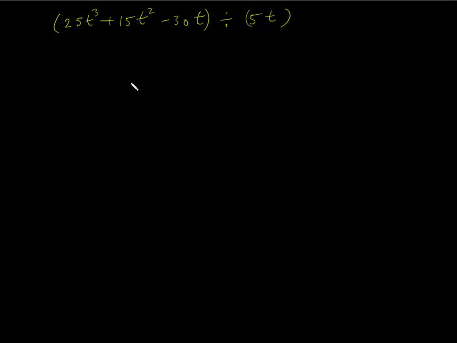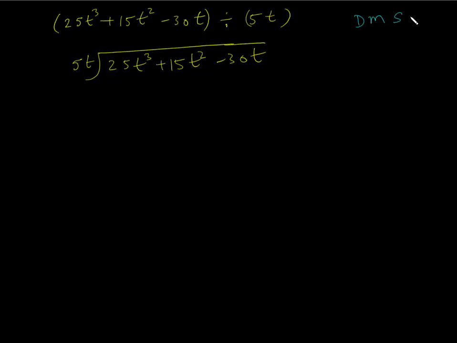Okay, let's take a look at how we divide a polynomial by a monomial using the long division method. For that, let's first set it up in the long division way. So 5t into 25t cubed plus 15t squared minus 30t. Like any long division question, you would be doing divide, multiply, subtract, bring down. In polynomials, instead of bringing one term down, we'll bring the rest of the polynomial down, and I'll show you what I mean by that.